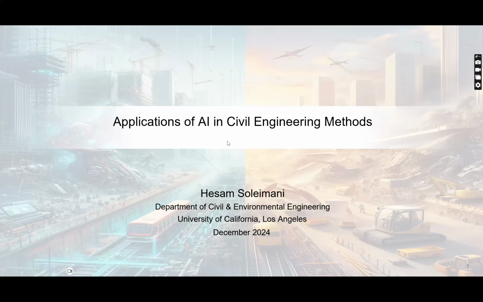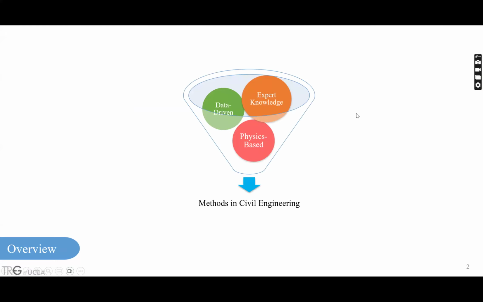To give an overview of what I'm going to talk about, I'm going to divide the methods in civil engineering into 3 parts: the methods that already use some data-driven approaches, the ones that use expert knowledge, and the ones that are physics-based. I'm going to describe how AI came in and changed this field, or what contribution it could offer, because at the end I'm going to make some observations.